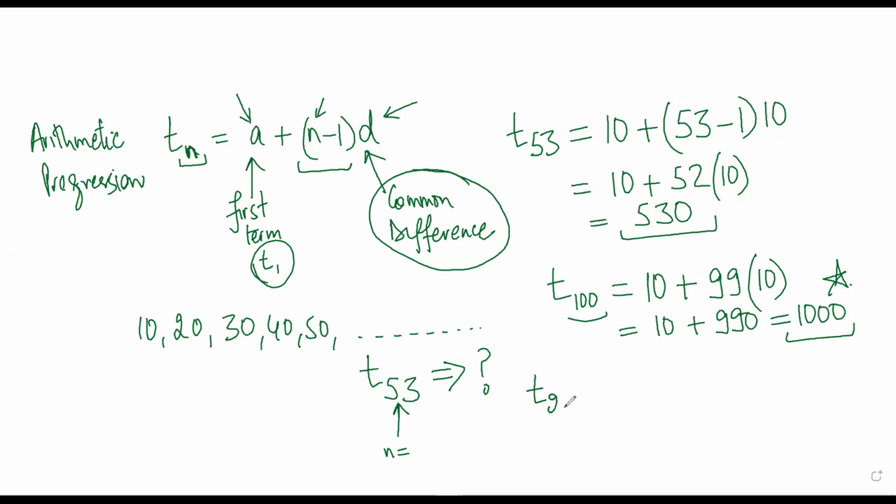Can we calculate T200 now? So this will be 10 plus 199 into 10, which is equal to 2000. Satya, are we clear? Yes, sir. Can you tell me the formula again? Tn is equal to? So A plus bracket n minus 1 into d. Okay.